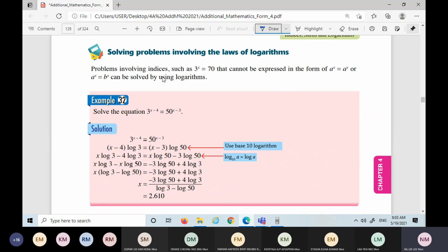Okay, problems involving indices such as 3 to the power x equals 70, that cannot be expressed in the form a to the power x equals a to the power y, or a to the power x equals b to the power x, can be solved by using logarithms. This one, you still remember when we started this subtopic? Okay, we go back to page 109.